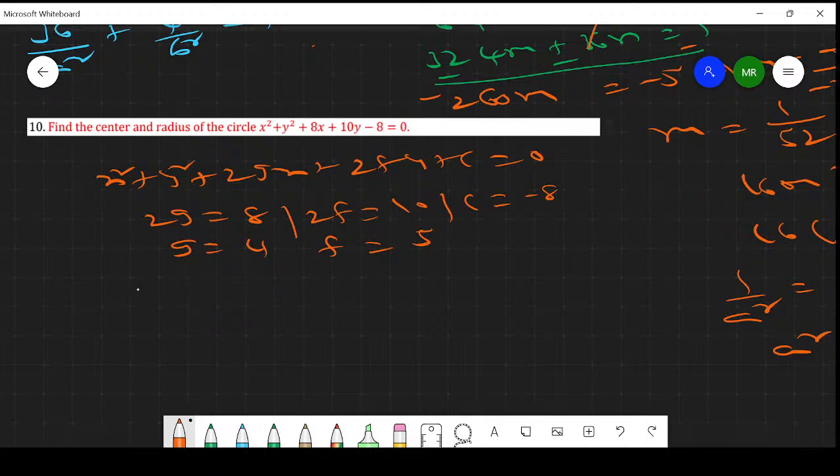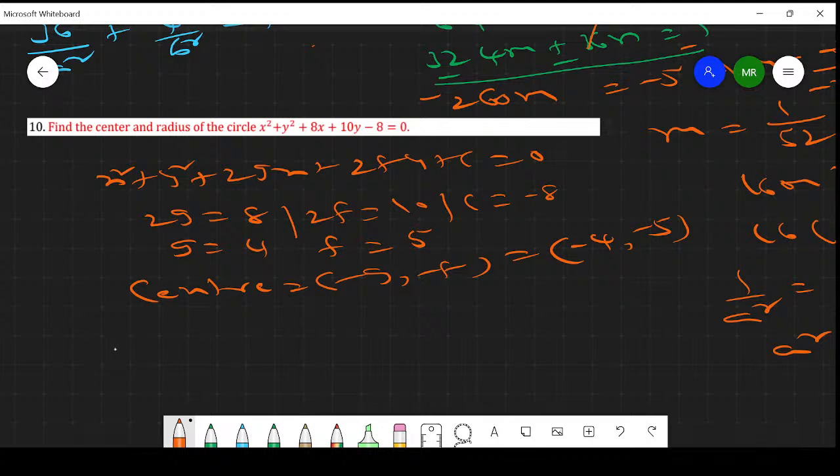They are asking the center. So what is the formula? Center equal to (minus g, minus f). So it comes here as minus 4 comma minus 5. That will be our center. Minus g, minus f is the formula. 2f is equal to 10, f is equal to 5.